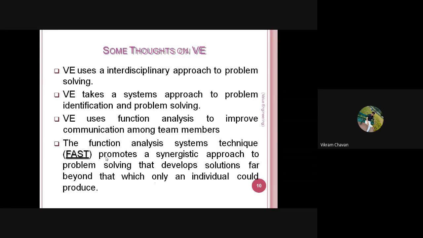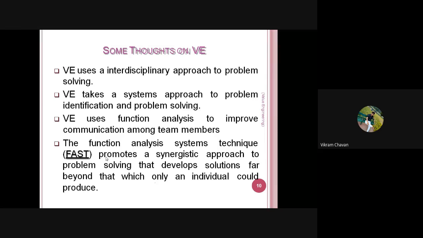Value engineering uses function analysis to improve the communication amongst the team members. In mechanical engineering, the drawing is the communication between engineers. Drawing speaks a lot about the functions. In the same manner, in value engineering, functional communication will be there for a particular product. The discussion will be on the functions of a product and according to the cost of the product. So it is a functional analysis.